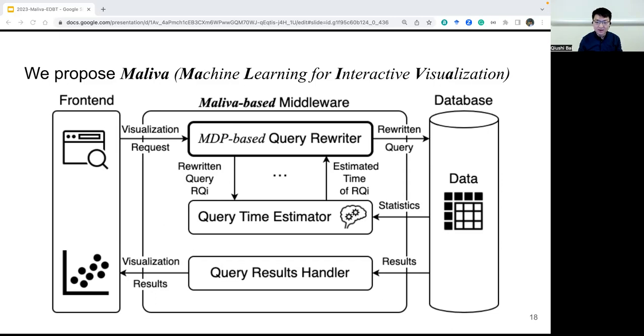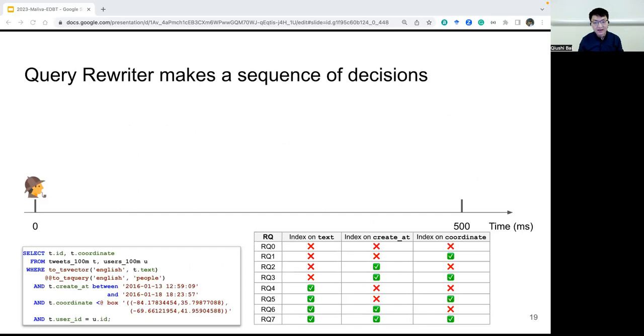We now follow an example to explain the main idea. The query writer works like an agent. For example, the left bottom query is the running example we used. Consider adding different hints of using different combinations of indexes as the rewriting options to this query. We have 8 different rewritten queries as shown at the right bottom.